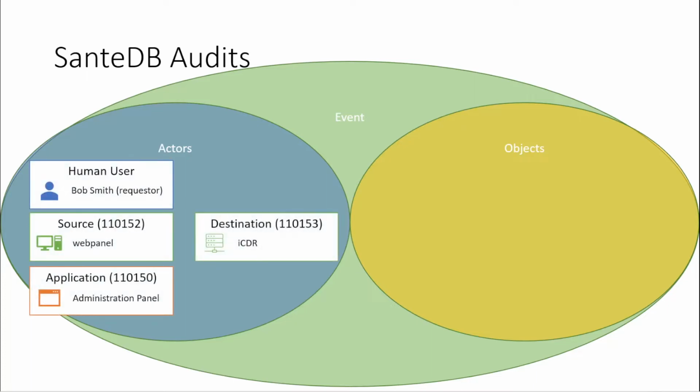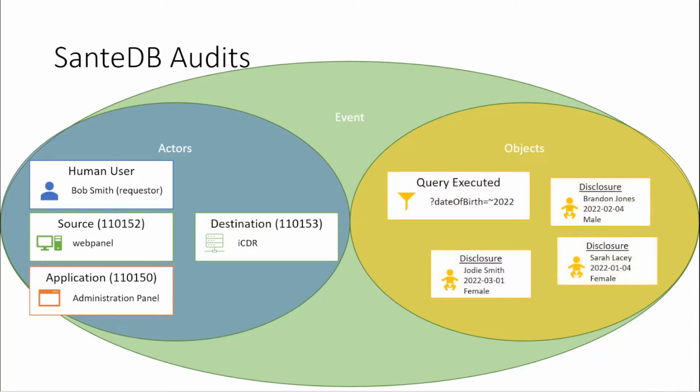First are actors. Actors on an event are the users, devices, or applications involved in performing the particular action. Next, objects. Objects are the pieces of data, or rather supplemental data, which give context to what happened during the event. Objects might be the data which was disclosed, manipulated, amended, deleted, or created, or it could be the query that was executed or any other contextual information for the event. Finally is the audit event metadata, which contains information such as the process ID, the timestamps, the submission, as well as any routing information through the SanteDB infrastructure.